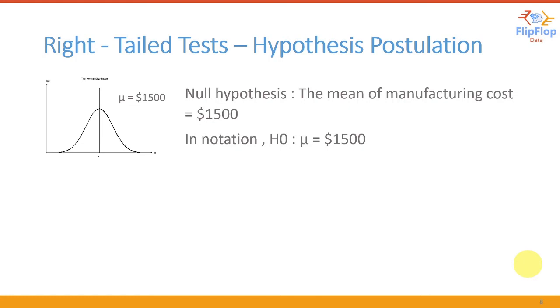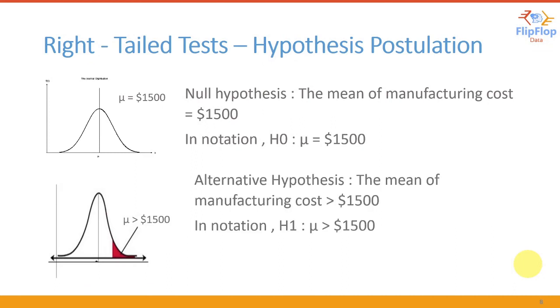Null hypothesis is the mean of manufacturing cost equals $1,500. And how do we set our alternative hypothesis? The mean of manufacturing cost is greater than $1,500 because our example says that costs incurred is more. So that is the reason it is taken as greater than $1,500.